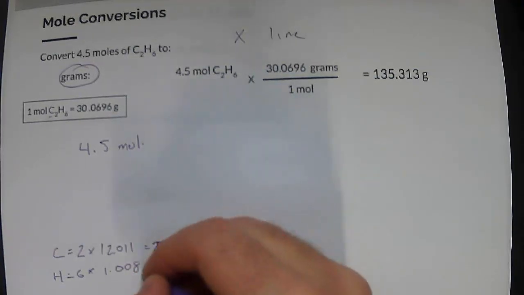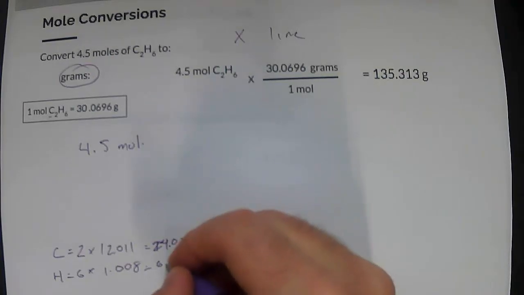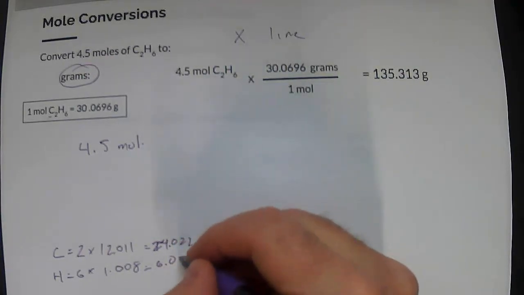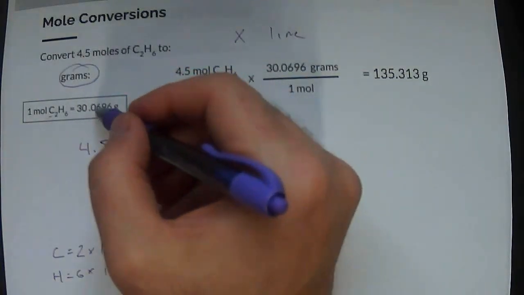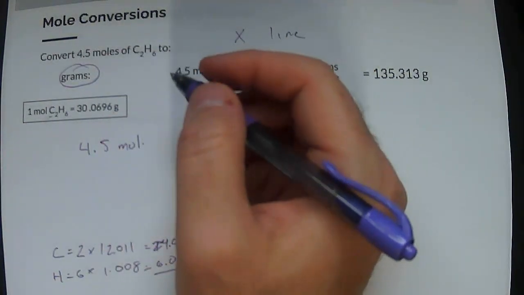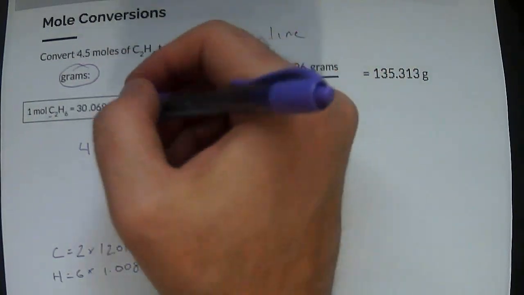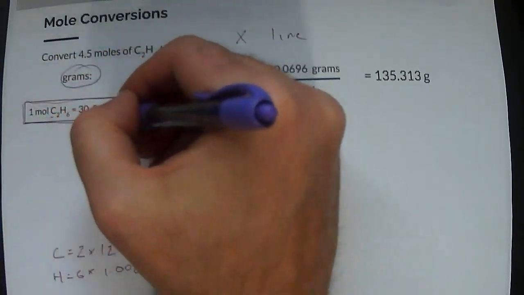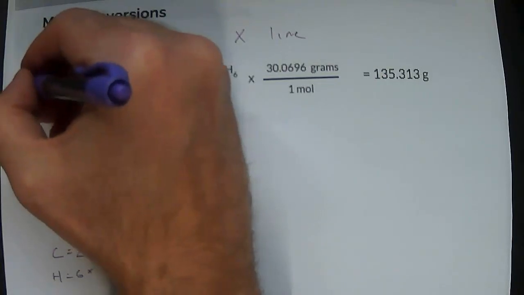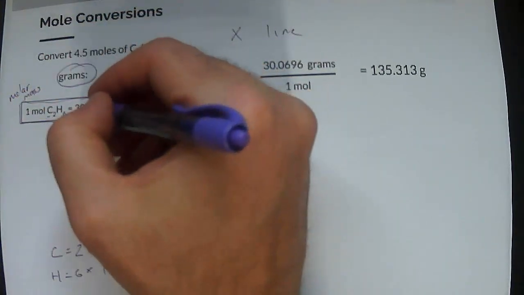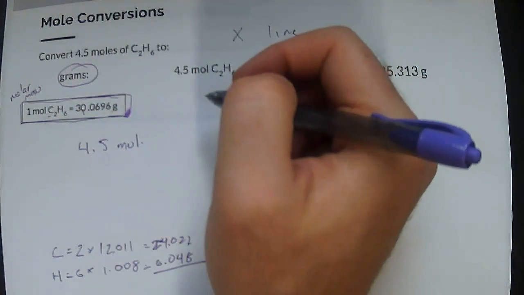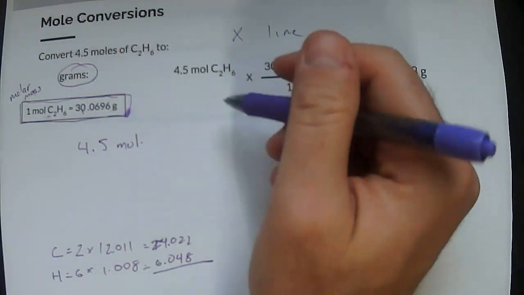24.022, 6.0, 0.048. We add those up, and we get 30.0696. Okay, that's fine. So this is the thing we are going. That's the molar mass. Now, I'm assuming that you can do that, and we're going to have to do that at some point. But here, I'm just showing you how to do the conversion.